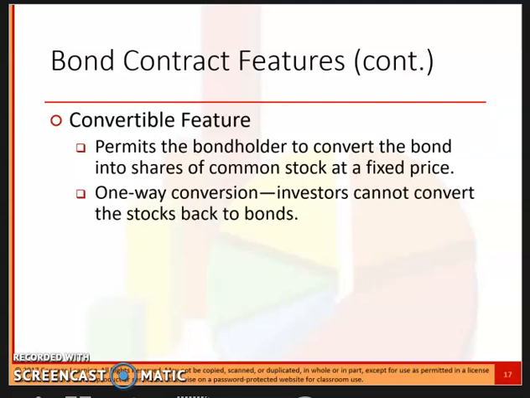Convertible bonds permit the bondholder to convert the bond into shares of common stock at a fixed price. Conversion is one way. The investors cannot convert the stock back to bonds afterwards. So, great. We'll start the next lecture talking about foreign debt instruments.